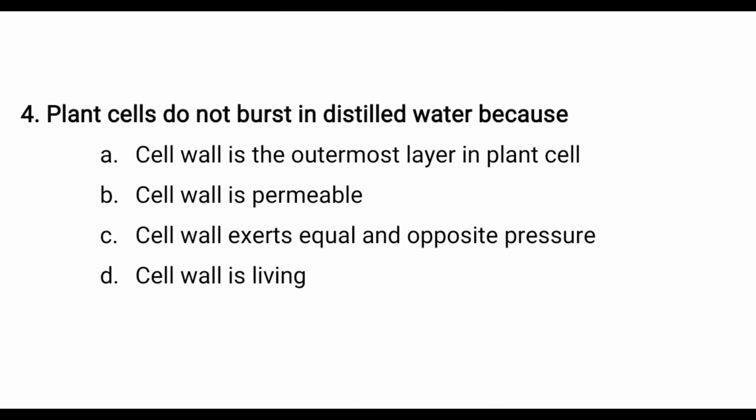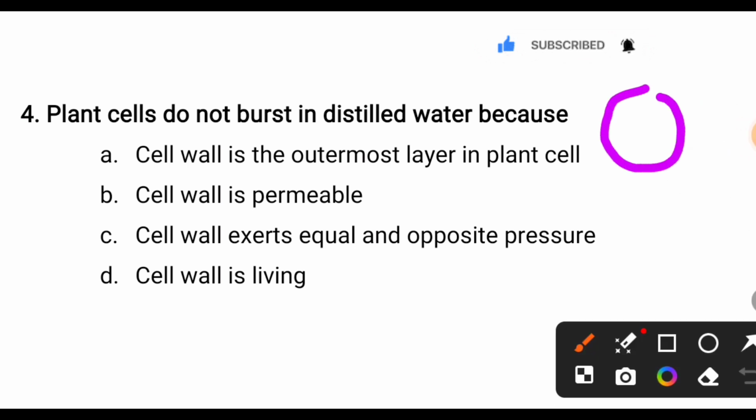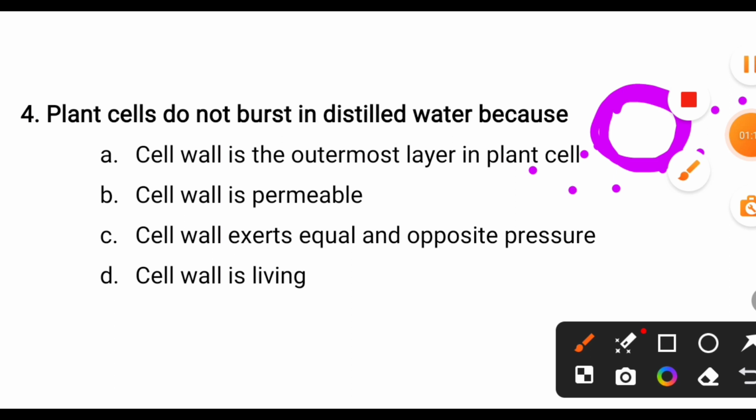Plant cells do not burst in distilled water because. So the options are: cell wall is the outermost layer in plant cell; cell wall is permeable; cell wall exerts equal and opposite pressure; cell wall is living. So if you place a plant cell in a low concentrated solution, what will happen? Endosmosis occurs. That means water diffuses into the cell. Okay. So then what happens?